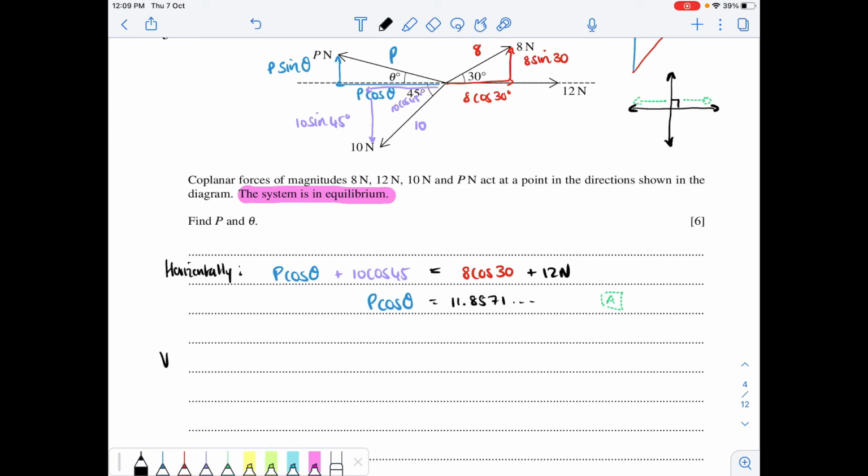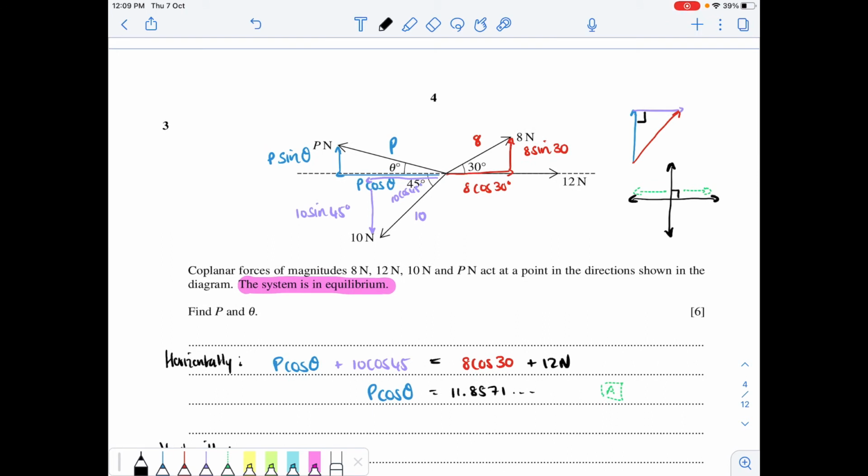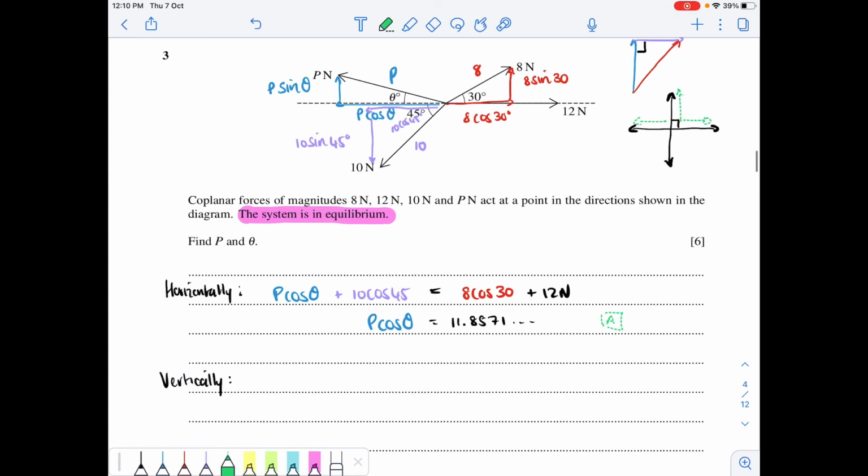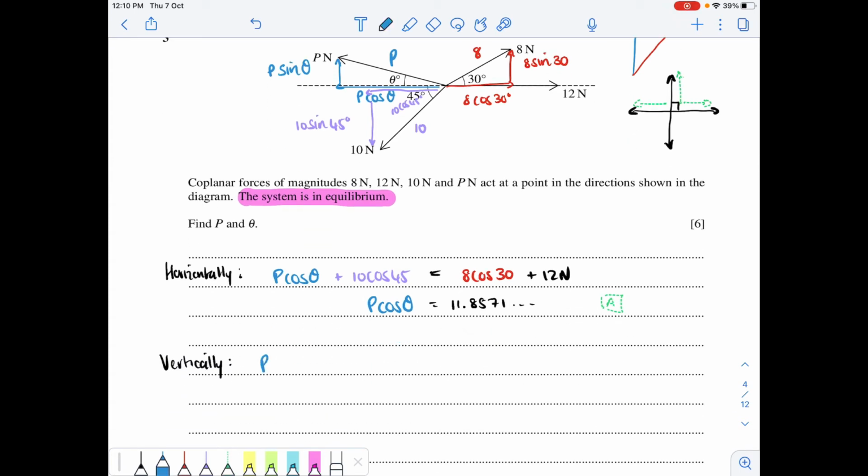So vertically, we're going to do the same thing. Okay, we're going to consider the forces acting vertically on the object. Now again, they're in equilibrium, which means the forces acting down must be equal to the forces acting up. So let's look at the forces acting up first. Okay, the forces acting up, I can see I have P sine theta. I also have that 8 sine 30. Those two are acting up, and now I can consider the forces acting down. And the only force acting in the opposite direction, in the vertical dimension, is this 10 sine 45.